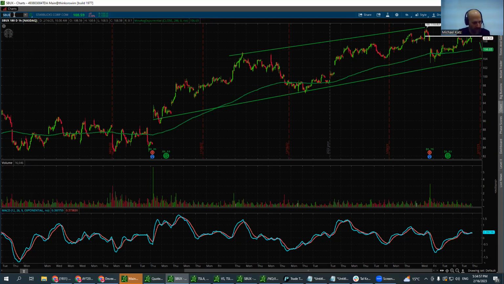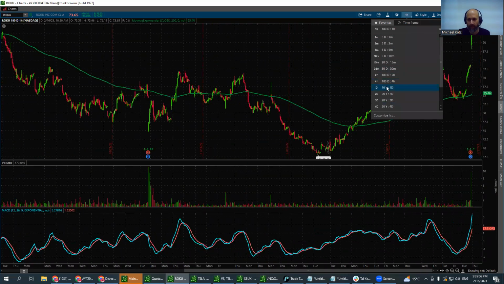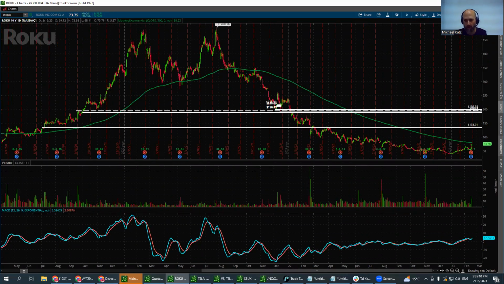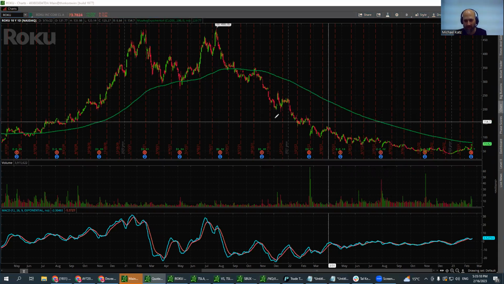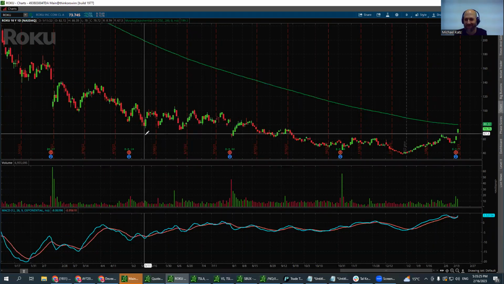Let's see what else. Roku. Great move after earnings, Roku. 490 all the way to 50. You can only see those moves when trading stocks. You won't see a pair of Forex doing those kind of moves.